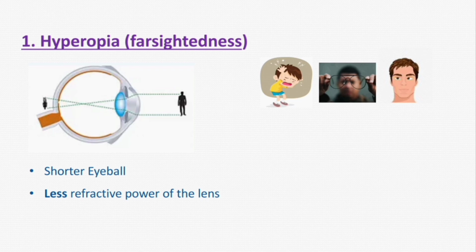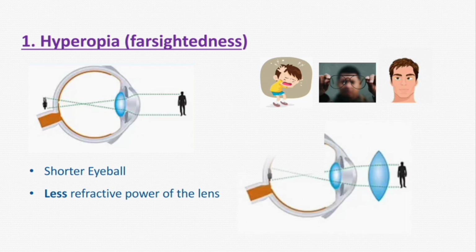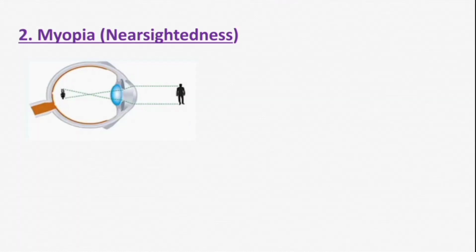Hyperopia can be easily corrected by using a convex lens which is placed in front of the eye as shown here. When we use this convex lens, the refractive power of the natural lens system of the eye is increased and the image is formed on the retina.